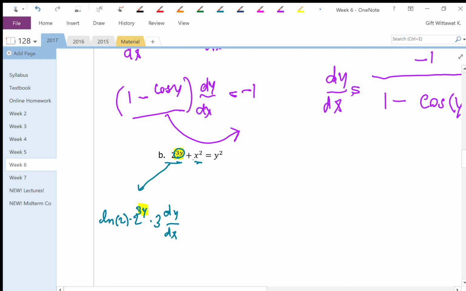My second term is just x squared. The derivative of x squared is just going to be 2x. So if there is no y, things are pretty simple. And for the last term, the derivative of y squared is going to be 2y dy dx. So again, whenever you see the y, you treat it just as you would the x function, but you will end up having the extra term of dy dx.